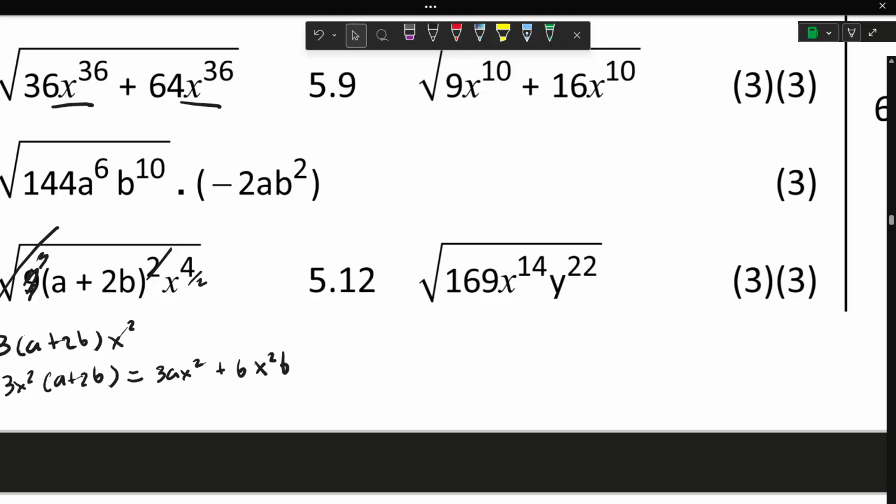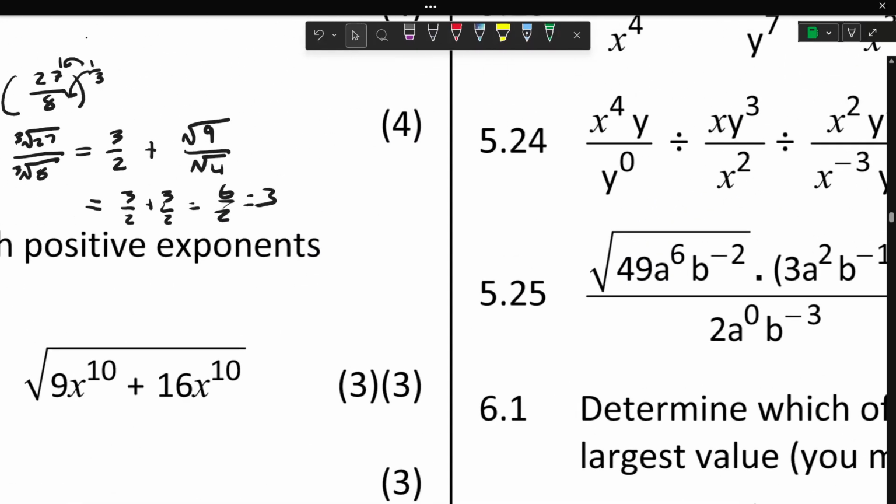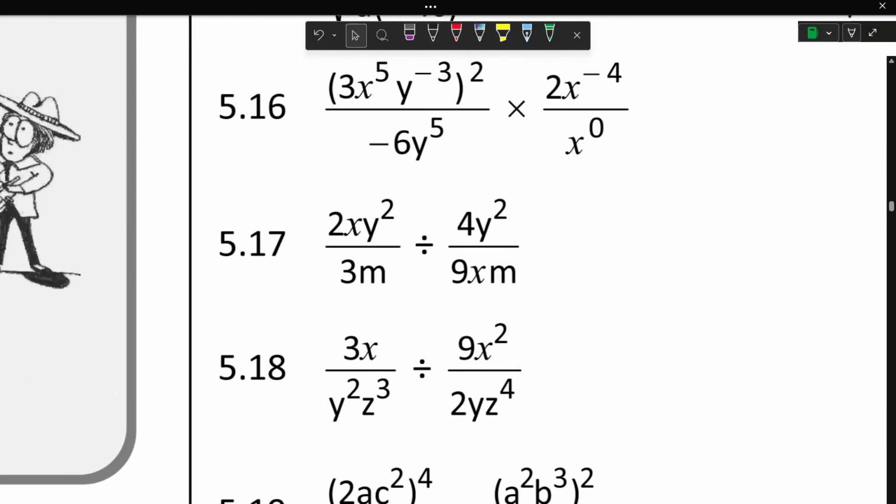Then we've got this problem over here, and it's at 169. I wonder if that has a nice, neat little square root. Let's have a look here on my calculator. Square root of 169 comes out to be 13. Perfect. So we're going to say that it's going to be 13 x to the 14 over 2, so x to the 7, and we put that y is 22 over 2, and that is 11. So 13 x to the 7, y to the 11, and we move on to this next segment up here.